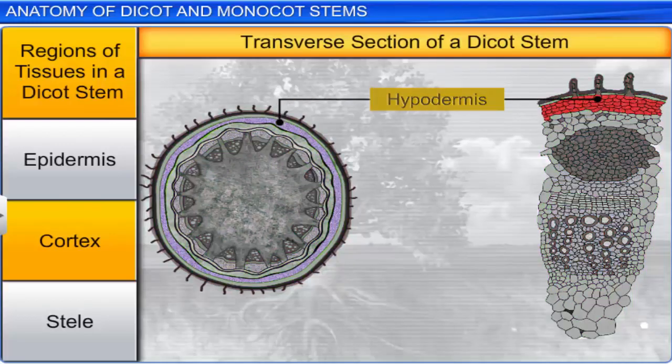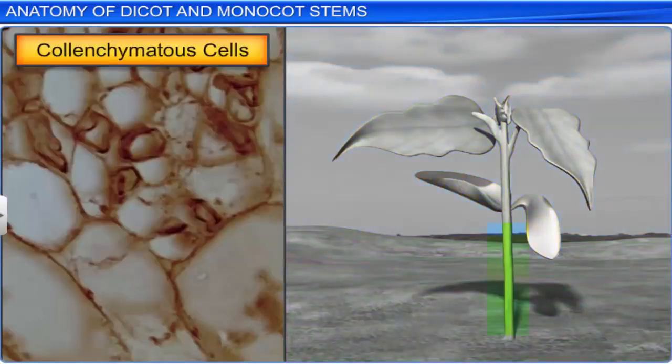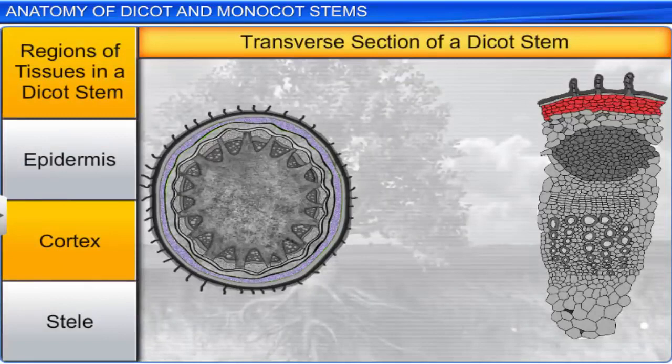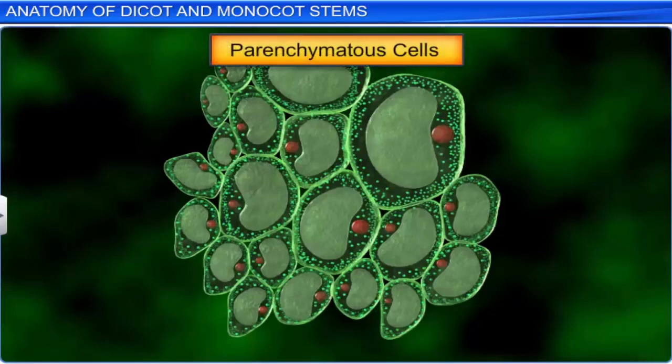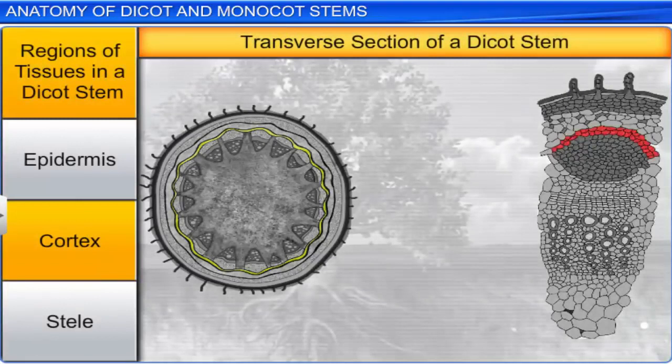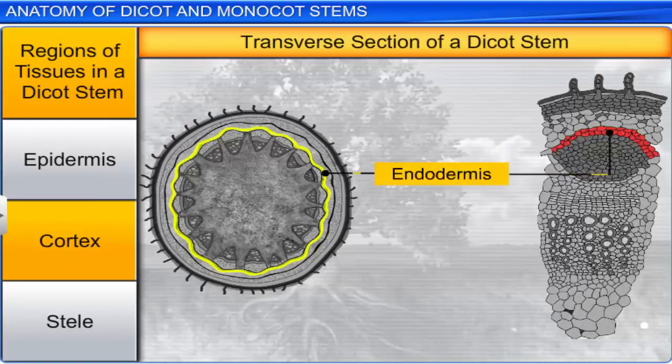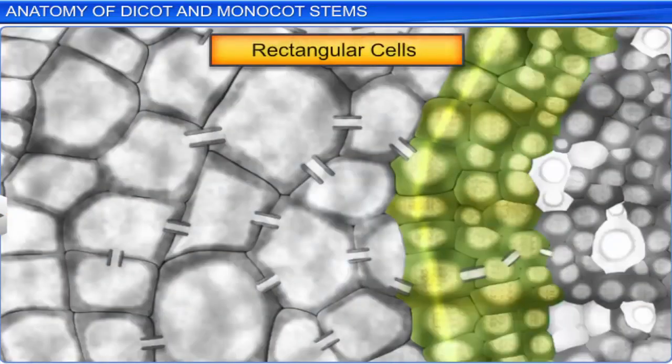The hypodermis is the outermost zone of the cortex, which consists of a few layers of collenchymatous cells. These cells strengthen the young stem of a plant. Below the hypodermis are cortical layers of round and thin-walled parenchymatous cells with intercellular spaces. The third or the innermost zone of the cortex is known as the endodermis. It is a single layer of tightly packed rectangular cells which are rich in starch grains. Therefore, this layer is also known as the starch sheath.